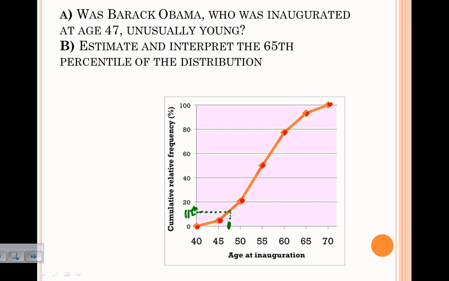Estimate and interpret the 65th percentile of the distribution. Well, this is where 70 would be, so 65 would be right here. So there's the 65th. Go straight over to your graph and straight down. And it looks like you're around 58. So the 65th percentile is an age of 58. So at the age of 58, 65% of the presidents were younger than 58.